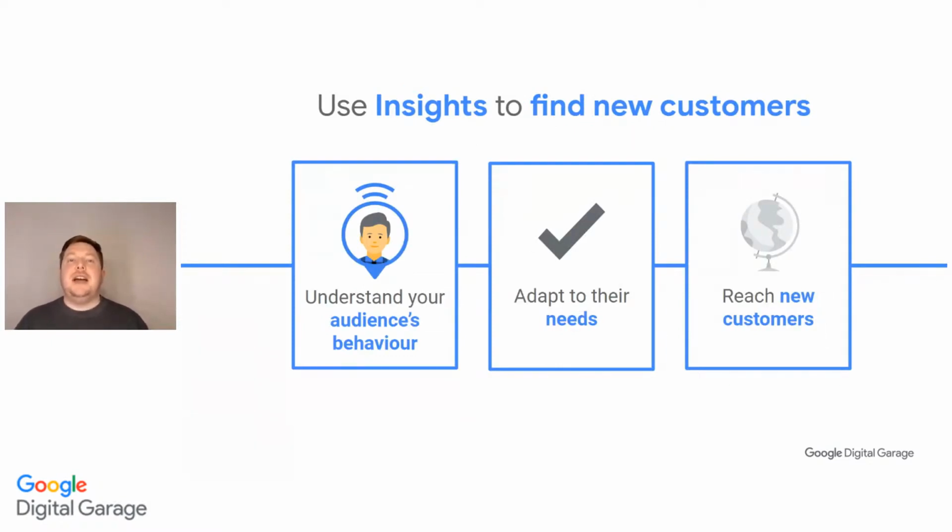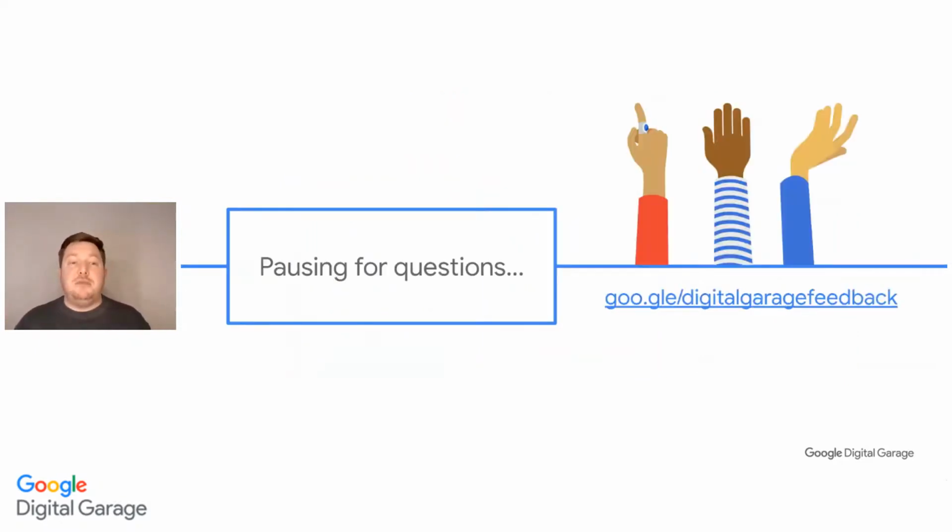Use insights to find new customers. So understand your audience's behavior, adapt to their needs, reach more customers. By understanding what your customers are doing, you can now serve them better. Adapt to their needs. If they're asking questions about maybe getting recipe boxes rather than buying pizzas, and you get loads of people asking, why not sell a recipe box? Reach new customers because you're online. You've got a Google My Business listing. It gives you this option.